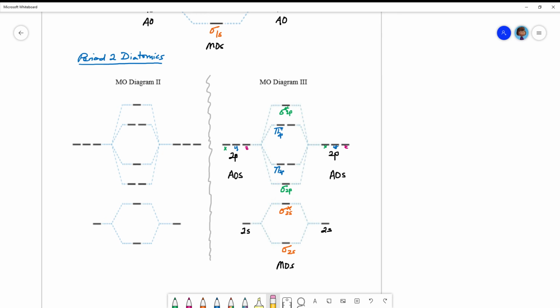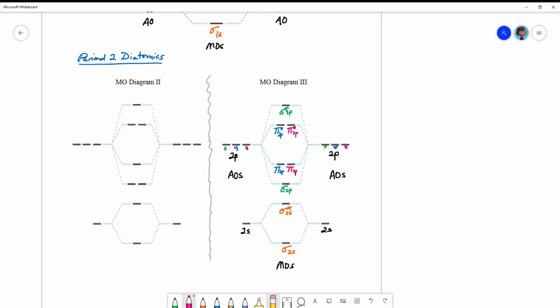Now, what about the pz's? Well, I mentioned that the pz's combine in exactly the same way as the py's, also side to side, and so we're going to produce another pi 2p and another pi star 2p molecular orbital, bonding and antibonding. And so this is the set of molecular orbitals we end up with from the combination of the 2s orbitals on the two atoms and the 2p orbitals on both atoms.